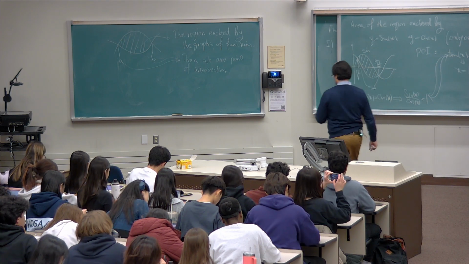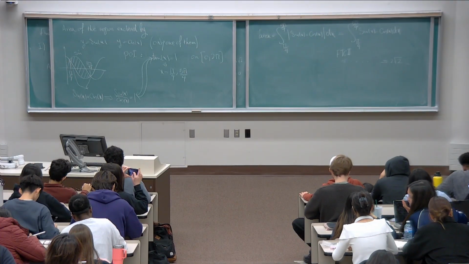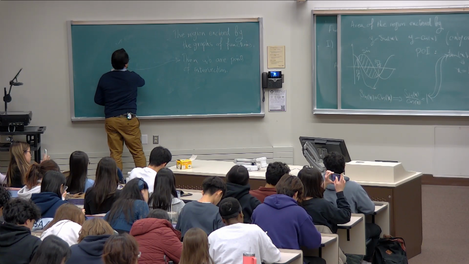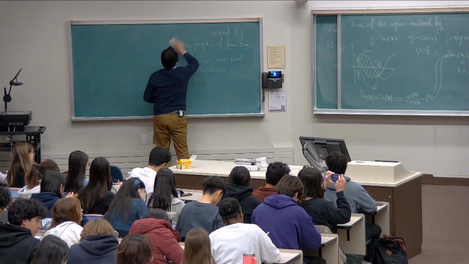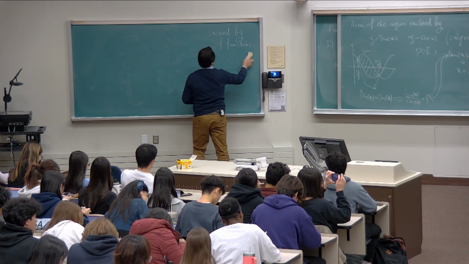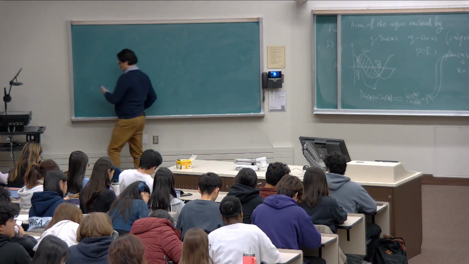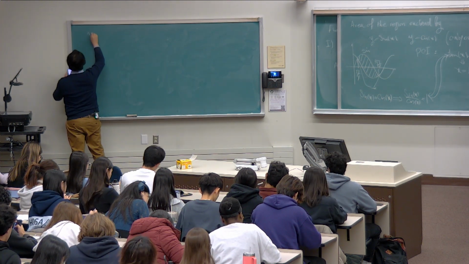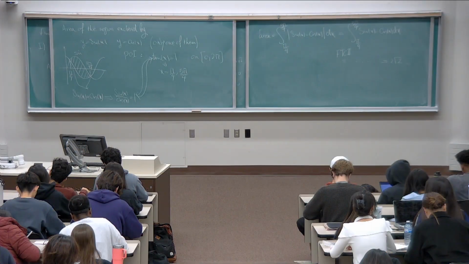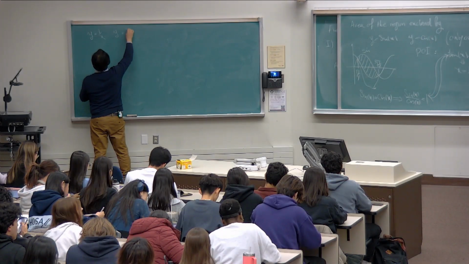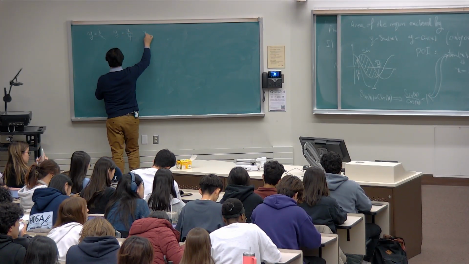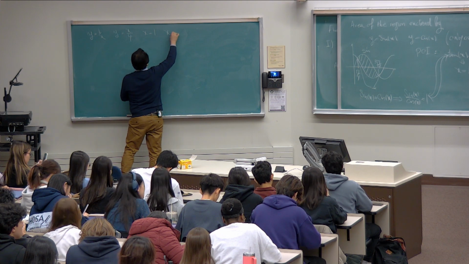Okay, let's then find the area of the region between y equals 1 over x, y equals x over 4, x equals 1, x equals 3.